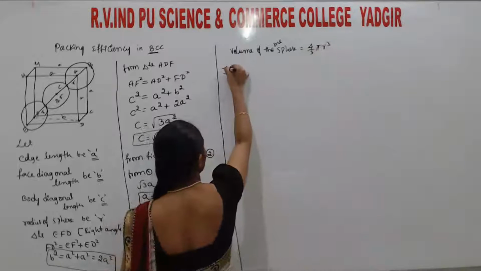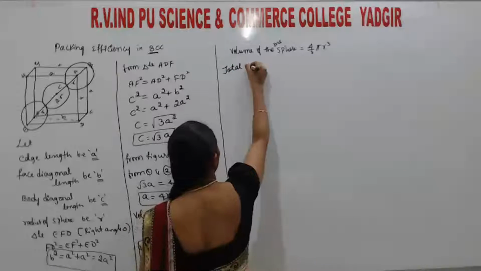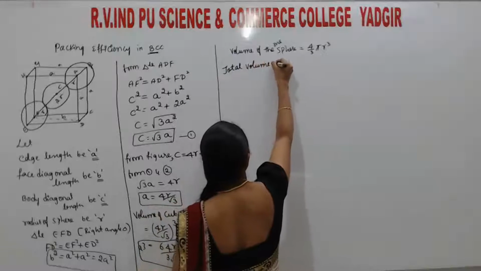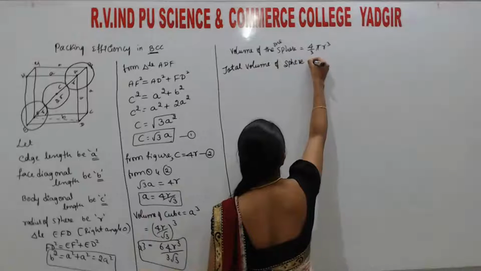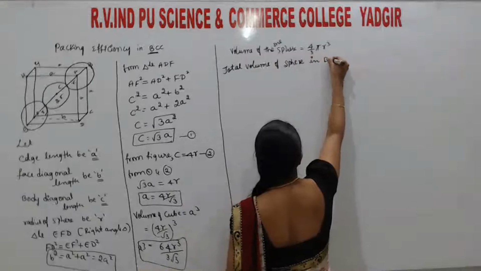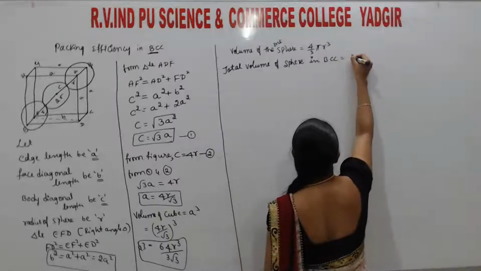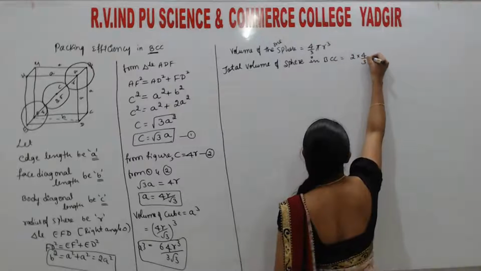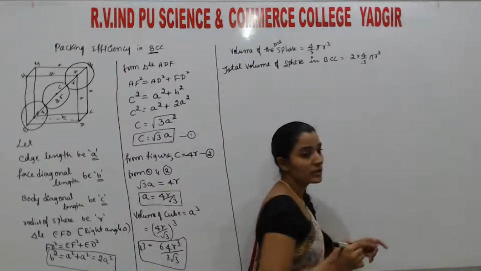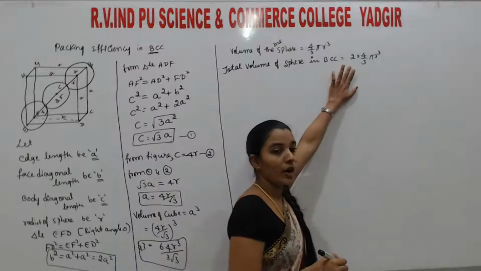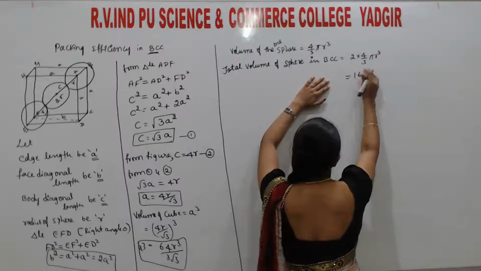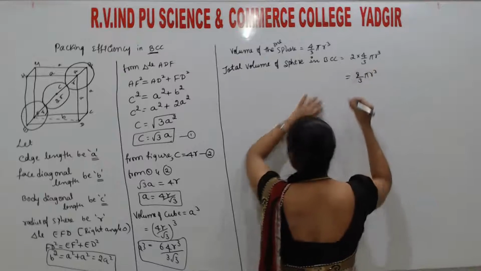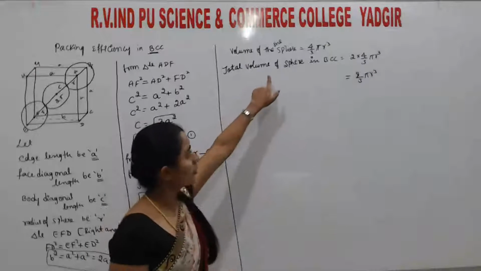Next, total volume of sphere in BCC is equal to 2 into 4 by 3 pi r cube. What is this 2? That is the number of atoms per unit cell. So total that is 8 by 3 pi r cube. So we got volume of the cube and volume of the sphere.